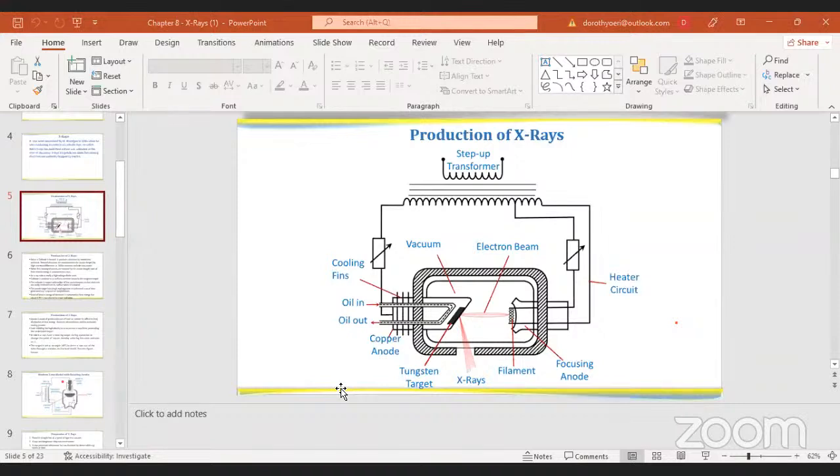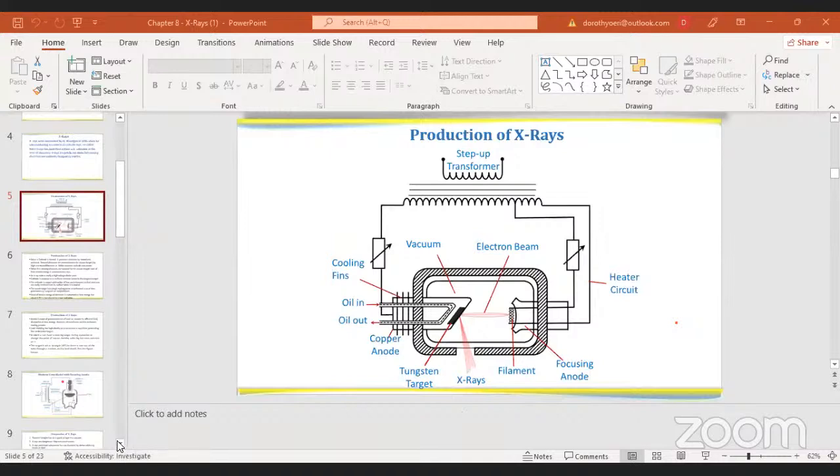What is the function of the step-up generator in the diode? It produces current. That's where we get our current from. And as I say, the step-up transformer is not for this level. You're going to cover it on its own topic. So don't get worried here.